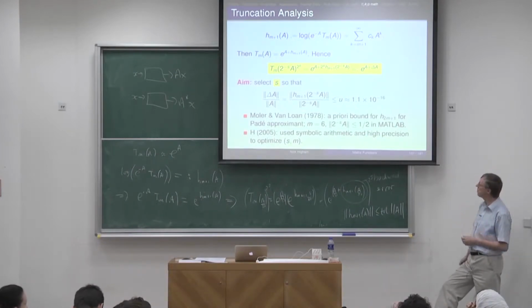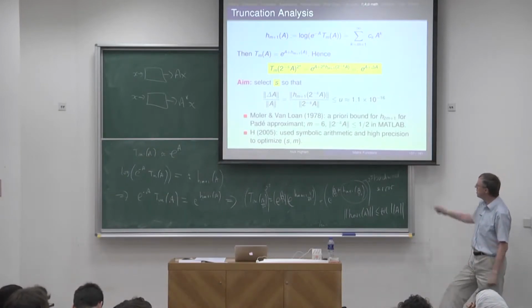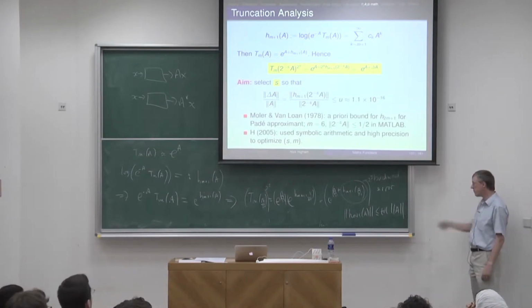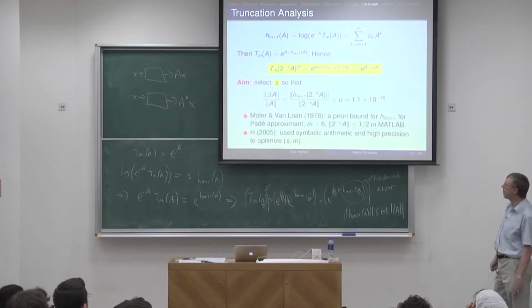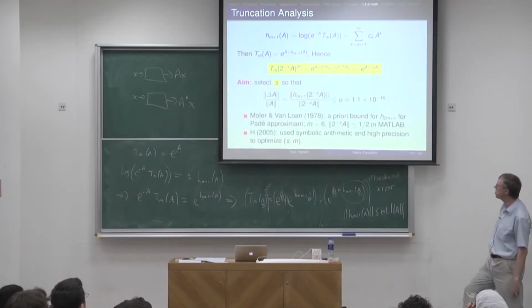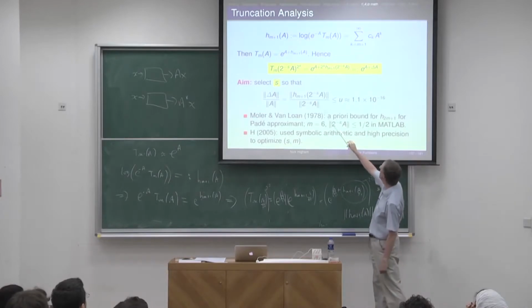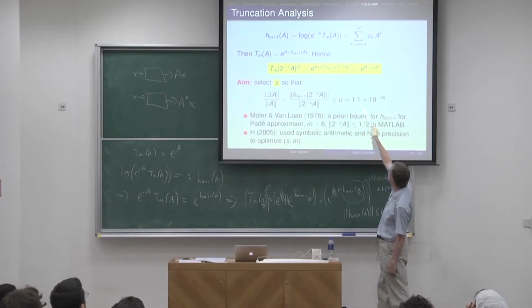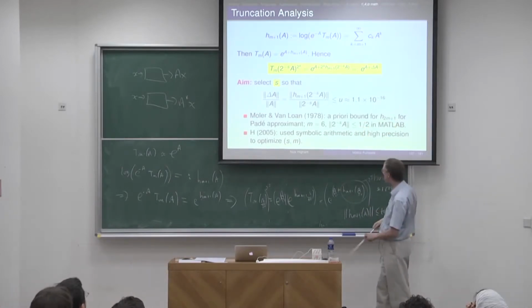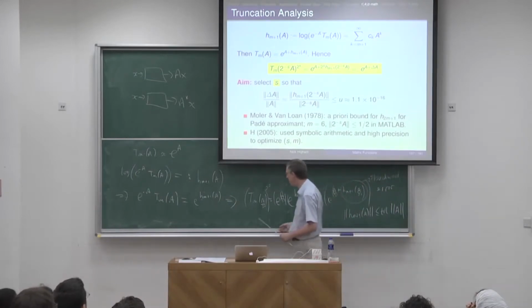Okay, but they artificially chose m is 6 and then chose s. So what I'd like to do is choose s and m together in some optimal way. And in my original paper on computing e to the A, what I did was I did a symbolic expansion of this series. You see, h_{m+1} is actually going to be a series starting with the power m plus 1.